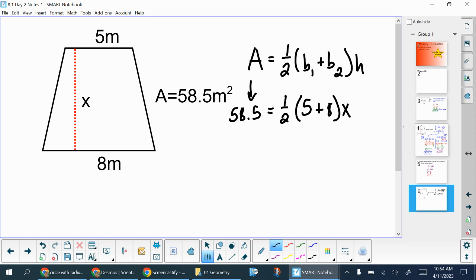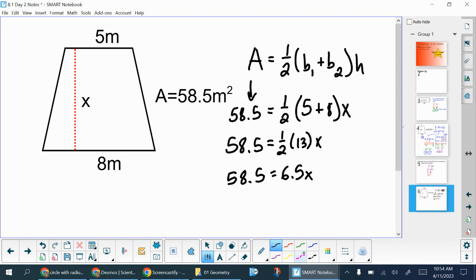Now this is one place where I absolutely would do some simplifying because 5 plus 8 in the parentheses, I know that's 13. So 58.5 equals 1/2 times 13x. And now I could certainly do 1/2 of 13 and write 6.5. Or I could just undo steps. In this case, it doesn't make any difference. It's just a matter of personal preference. So I'm going to go ahead and simplify. A half of 13 is 6.5.